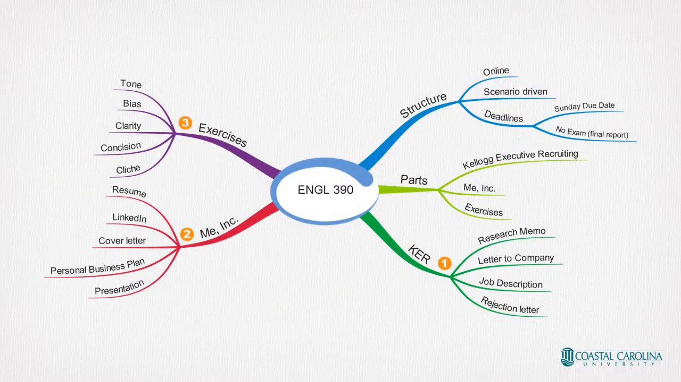So that's the course in a nutshell. The two major parts, Kellogg Executive Recruitment and Me Incorporated, are 40% each, excuse me. 40% Kellogg Executive Recruitment, 40% Me Incorporated, and then 20% for the various exercises.